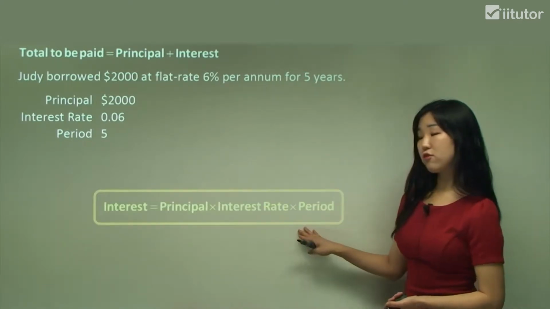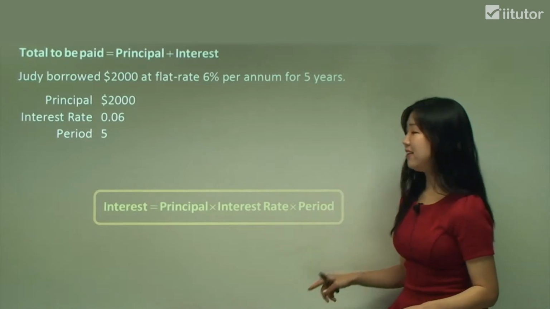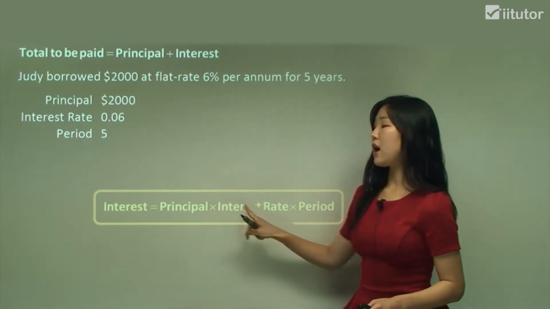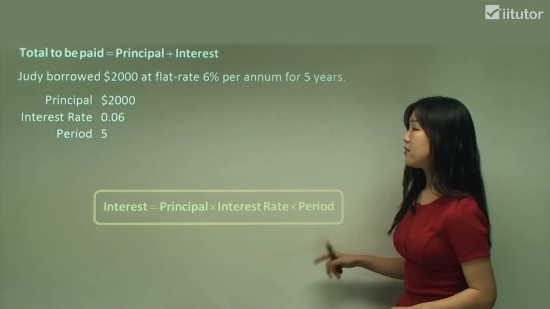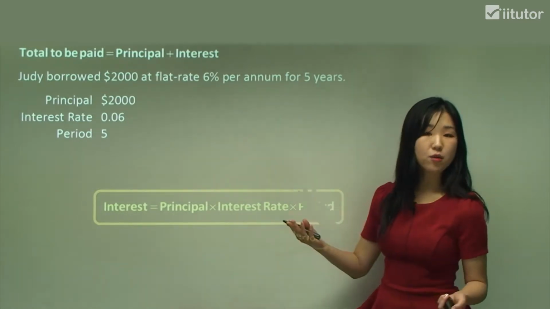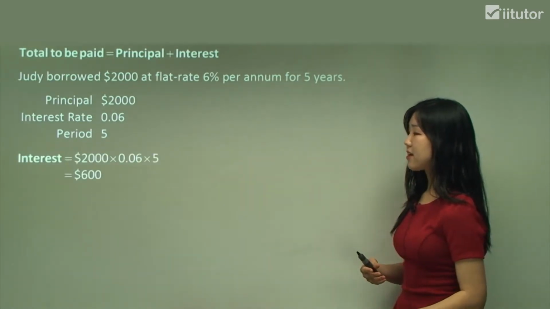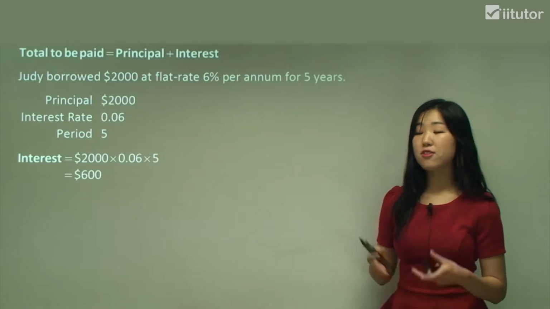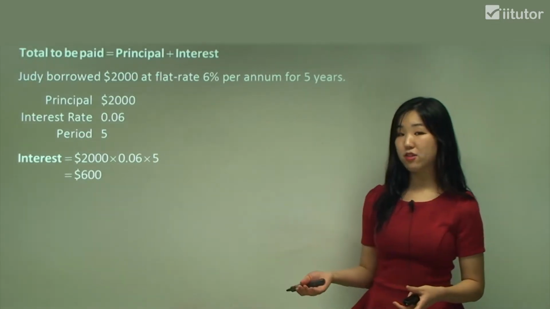So, remember our interest formula, which is stuck in your head by now. Interest is our principal times rate times the period. So we just have to multiply all of those three out, don't we? Just like that. And calculate it, you should get $600. So that's the interest that we have to pay back to the bank.